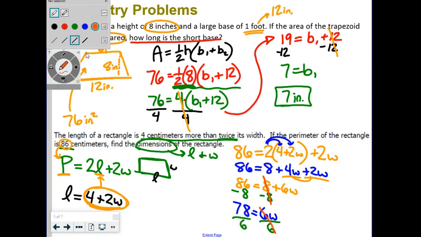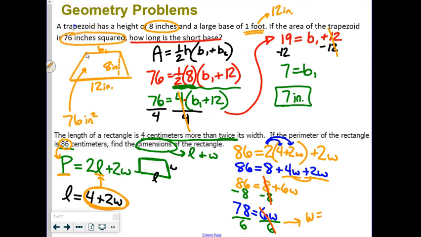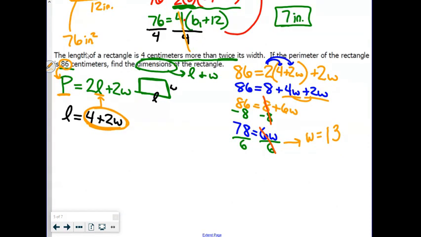Let's see here. Oh, go off to the side. And I'm going to flip the equation, so I'll put a W on the left. W is equal to 6 goes into 78. 1, 18, 13 times. So W is equal to 13 centimeters. Okay, so that's the width.